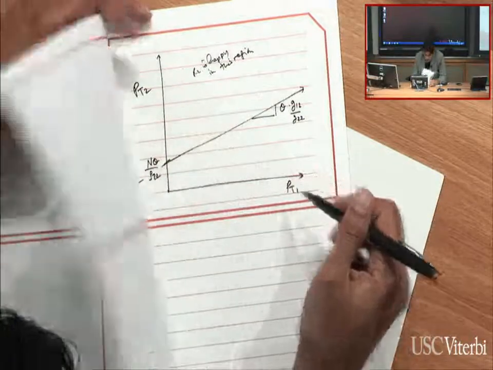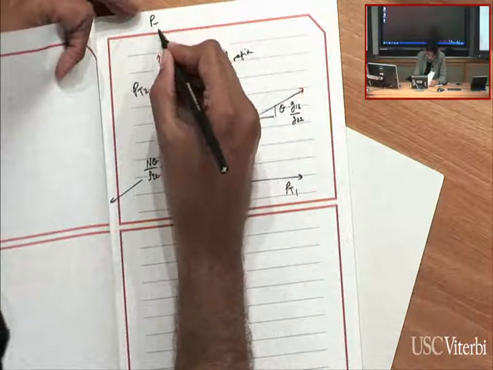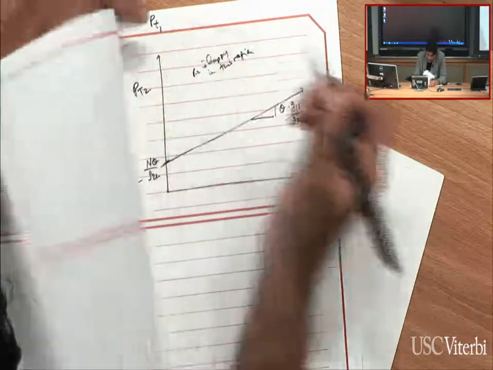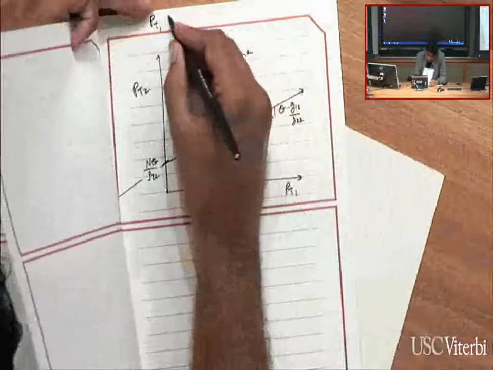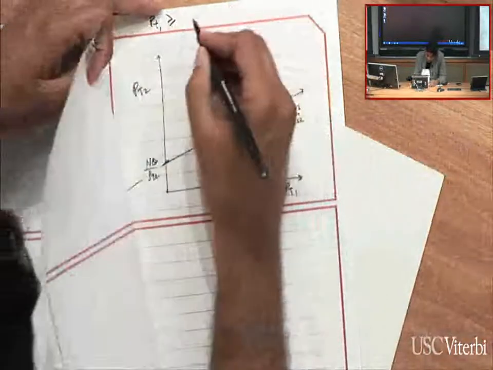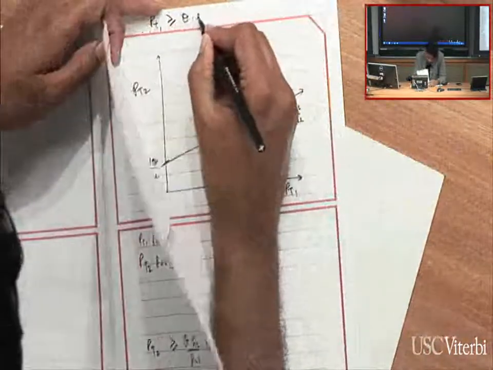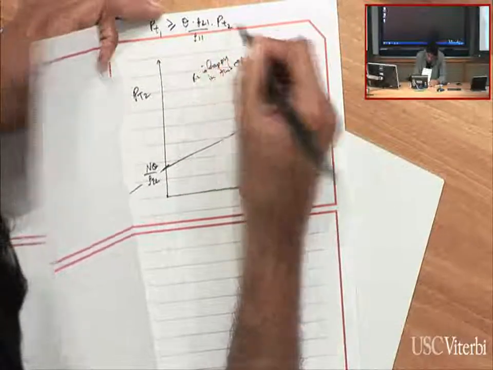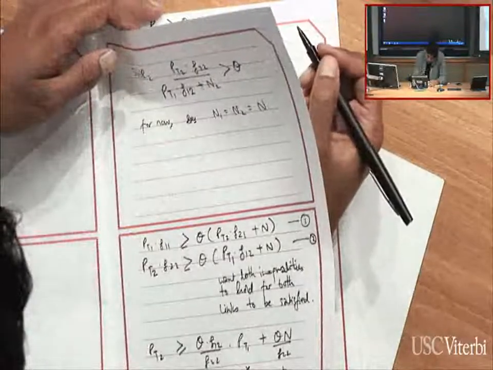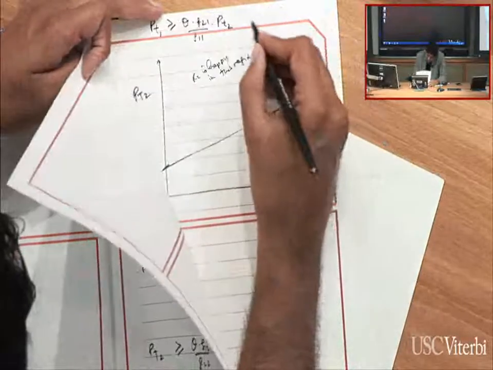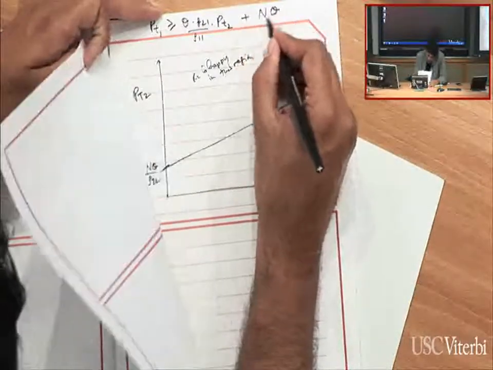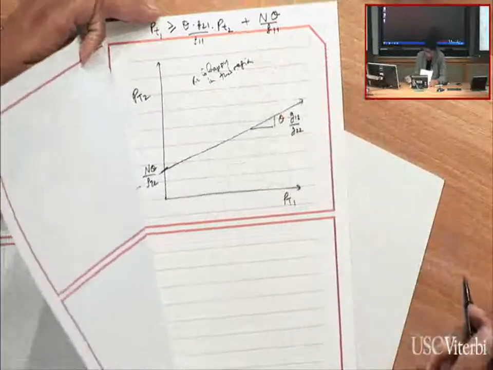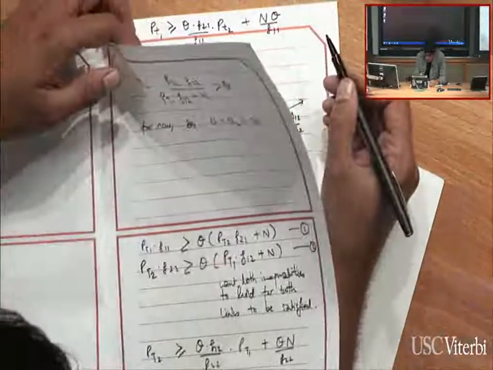What does it look like for the other equation? So if I write the other equation, I can write it like this. PT1 is bigger than or equal to, there's a similar expression, theta times G21 over G11 times PT2 plus N theta over G11. Okay, so this is what comes out.